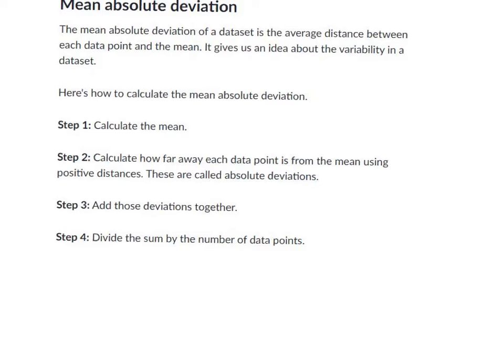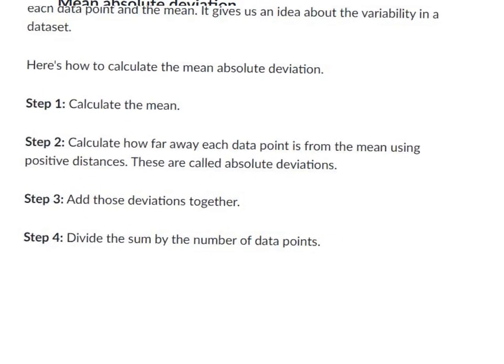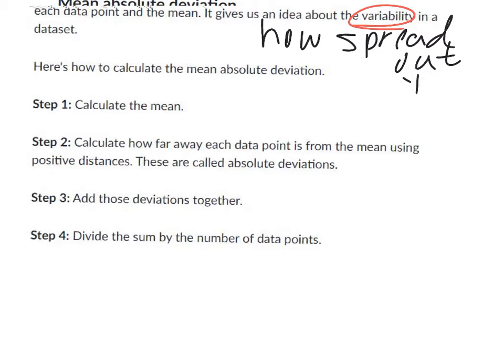Okay, so I found this from good old Khan Academy, because I decided maybe you didn't want to have to try to read my handwriting. All right, so mean absolute deviation of a data set is the average distance between each data point and the mean. So it gives us an idea of the variability in a data set, or how spread out it is.